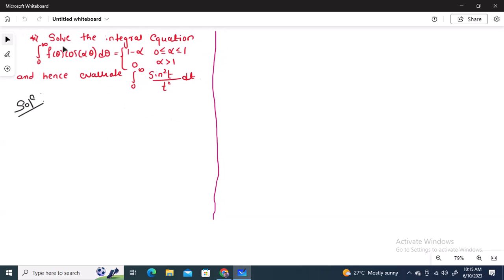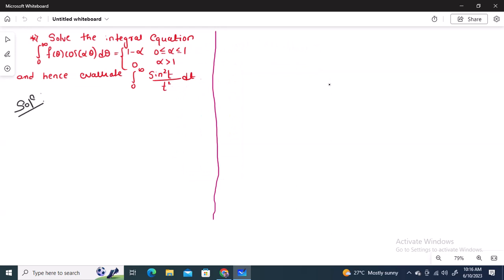Solve the integral equation. It is somewhat a different application part. Solve the integral equation: integral 0 to infinity f of theta into cos alpha theta d theta equals 1 minus alpha, where alpha is between 0 to 1, and this integral value is 0 when alpha is greater than 1. Also, we have to evaluate integral 0 to infinity sin square t by t square dt value. Okay, so this is somewhat tricky but simple. We can easily do this.